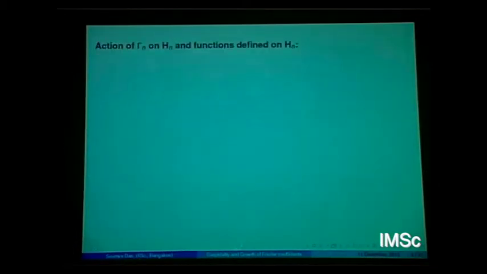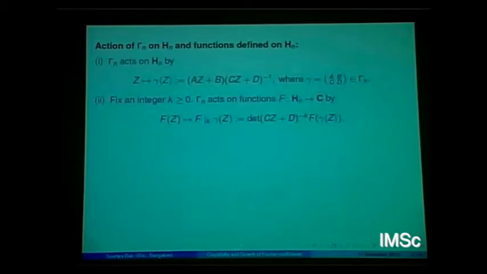And first let us recall the action of the Siegel modular group on the generalized upper half plane. Like the usual degree 1 action, it's just that now you have matrices. And you also have an action of gamma n on functions, and for that you fix a non-negative integer k, and this is the action: determinant of (cZ plus d) to the power minus k times f of gamma Z. So it's really an action.